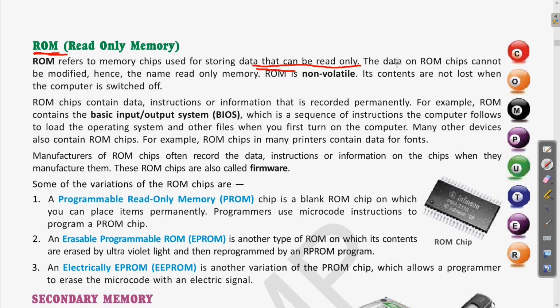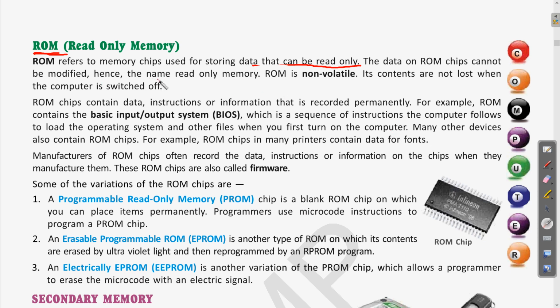Next, the data on the ROM chips cannot be modified. Clear? Hence the name read only memory. As I was saying, whatever is saved in the ROM will not be deleted again and again. Clear? Because of this it is called read only memory.